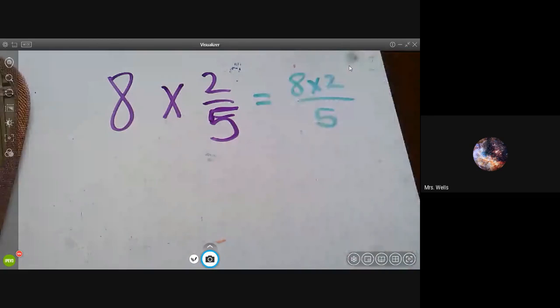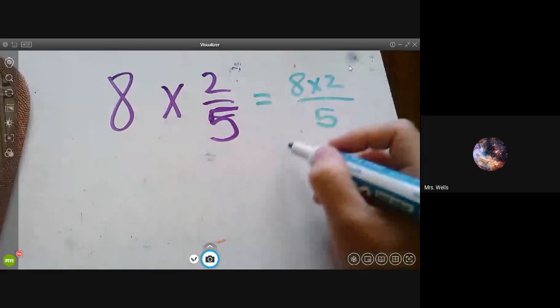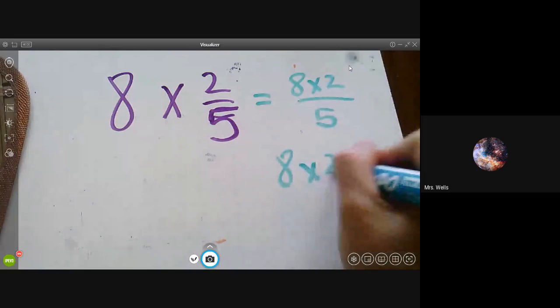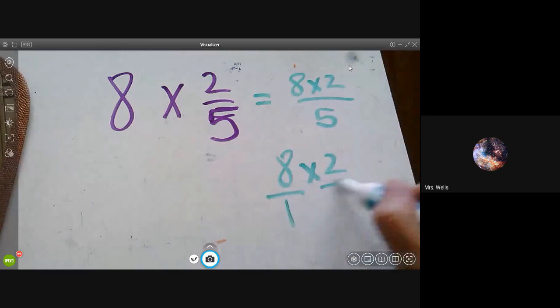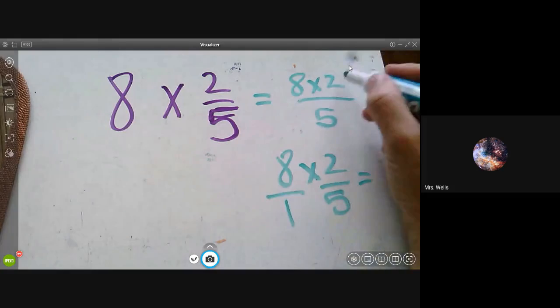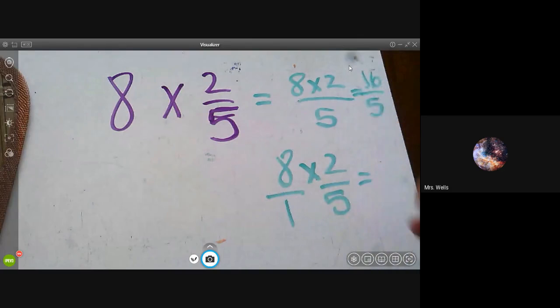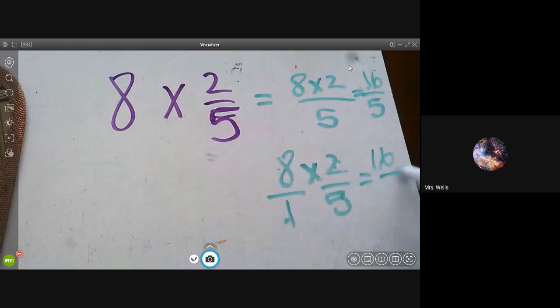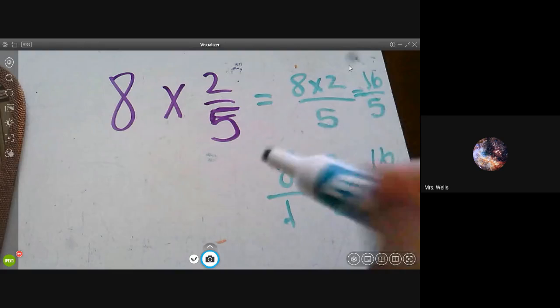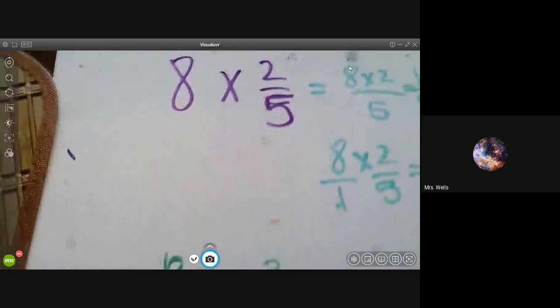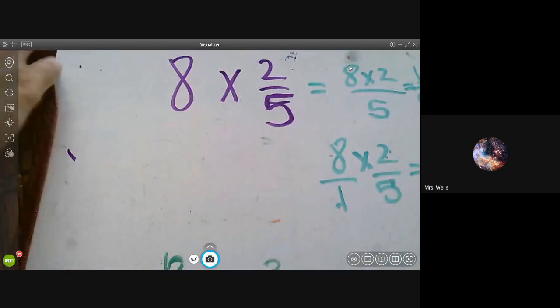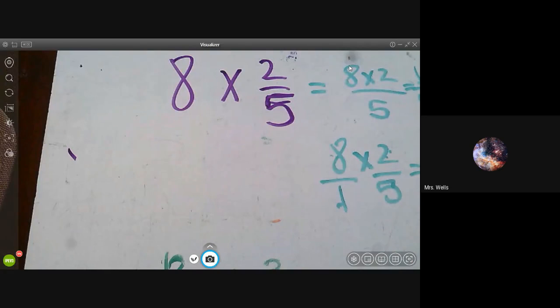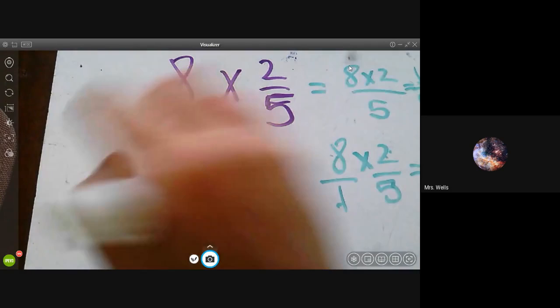Or I can do this. But no matter what, I multiply across. So 8 times 2 is 16, and I keep my denominator as 5. Or I multiply across. 8 times 2 is 16. 1 times 5 is 5. It doesn't matter. I did my work 2 different ways, and I still got the same answer. So I'm going to come down over here, and I'm going to write my answer of 16/5.